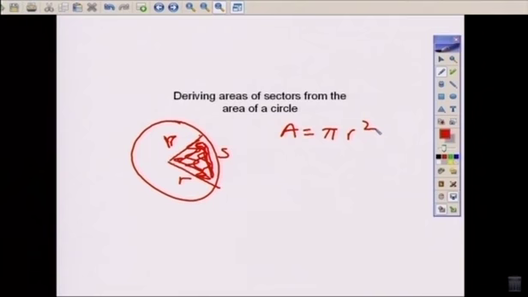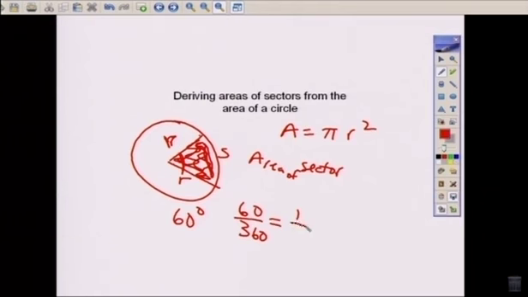And let's say that our sector had a central angle of 60 degrees. Well, the area of my sector then would be 1/6 of the entire area of the circle. Where I got the 1/6 was if I took my 60 degrees divided by 360 degrees, I get 1/6. The 360 again represents the entire circle, and I'm only looking at a part of it. So the area of this particular sector would be 1/6 pi r squared.